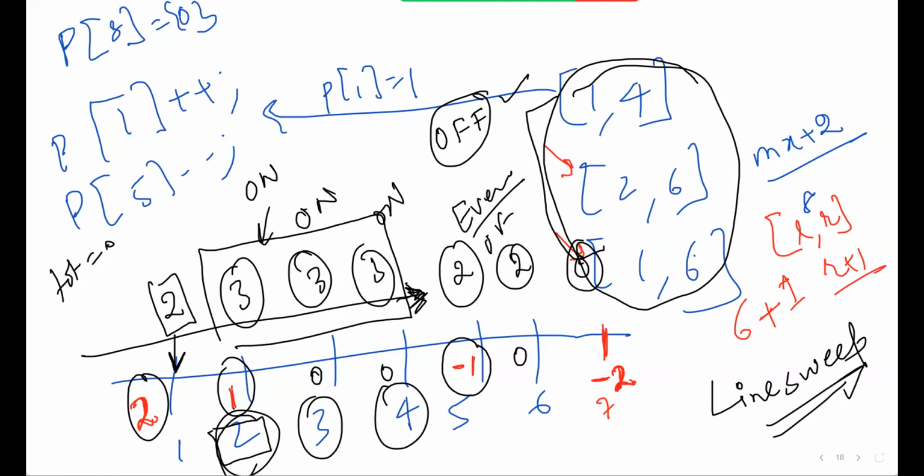Sriram asked for more examples of online sweep. More examples are range overlapping problems. You can search for that.